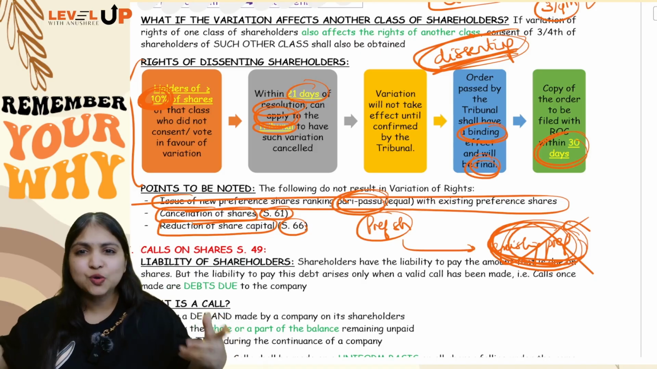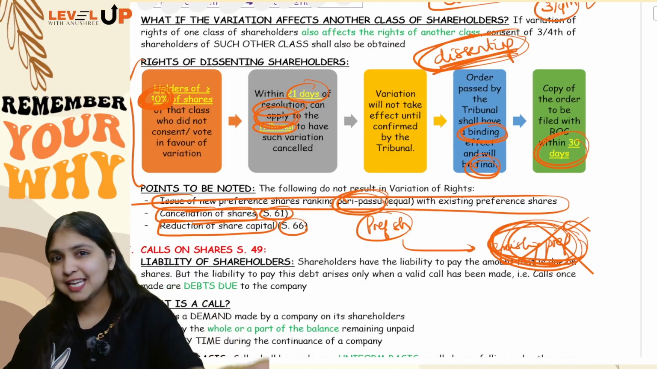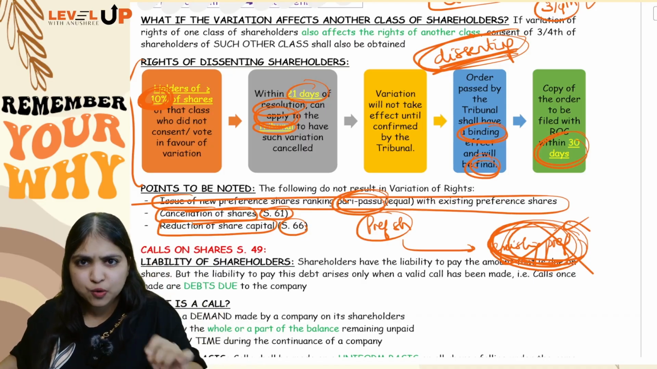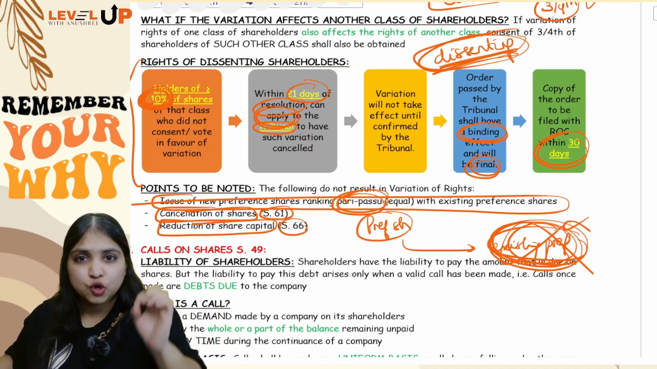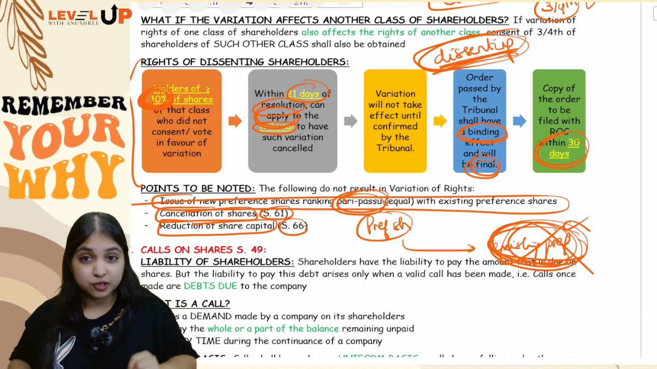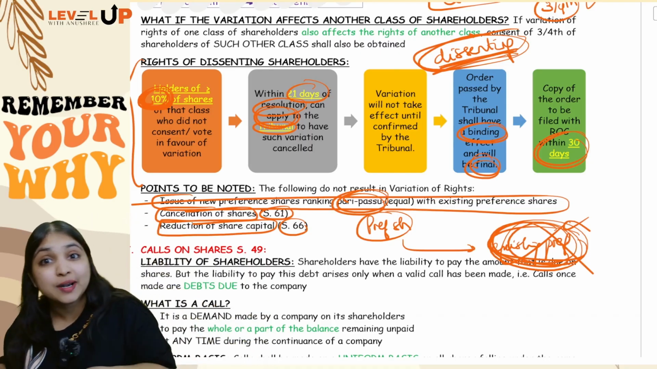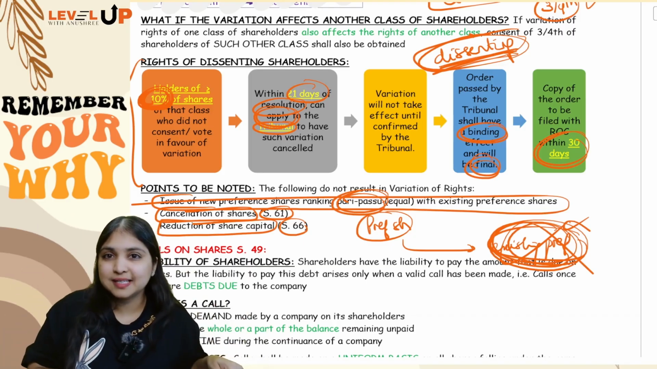Come on, guys, let's do a rapid fire question round. I'll keep asking questions, you keep giving answers. Dissenting shareholders, question number 1, dissenting shareholders should hold how many shares? They should hold at least 10% of the shares of that particular class. They will go to whom? NCLT. Within how many days? 21 days. 21 days from what? 21 days from passing the special resolution.